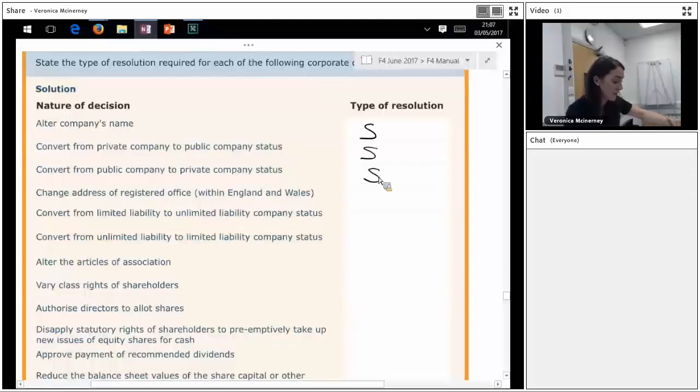Change the address of the registered office. This is slightly different. Dylan, did you get this? I guessed ordinary. Okay, it's actually a resolution of the board. Convert from limited liability to unlimited liability. Now, is that a big deal? Yes. What do you think then? Special. And it's actually even a bigger deal. It requires unanimous consent. Do you remember when we did it? Of the members.